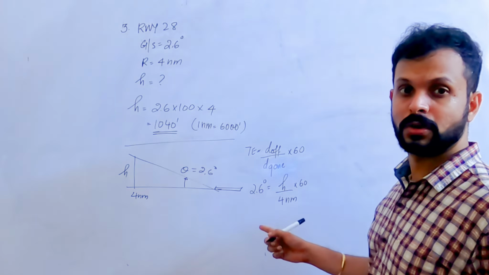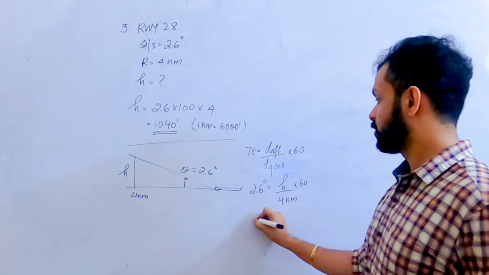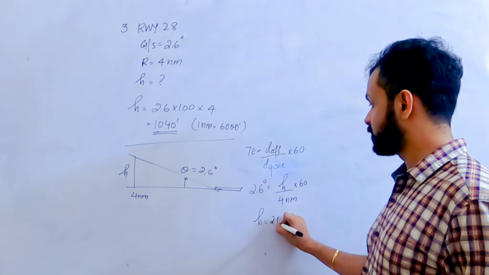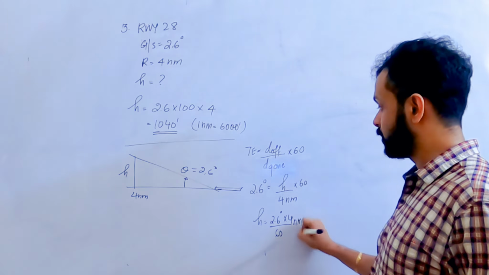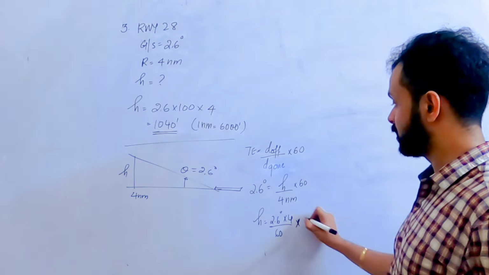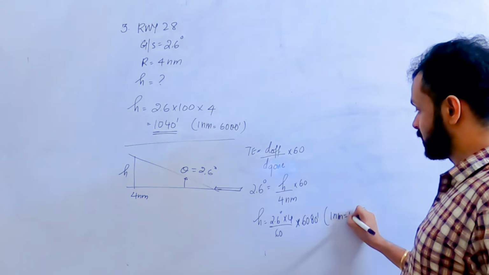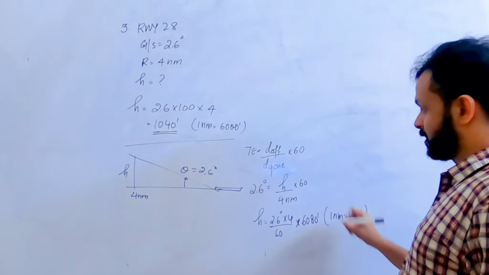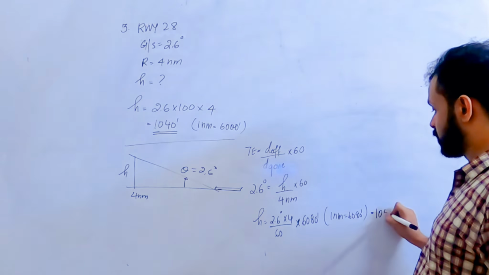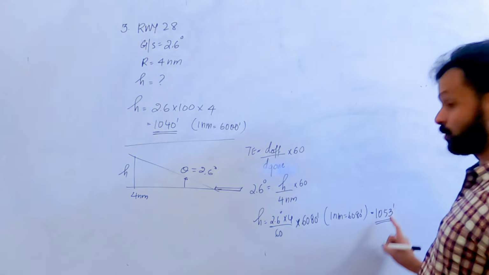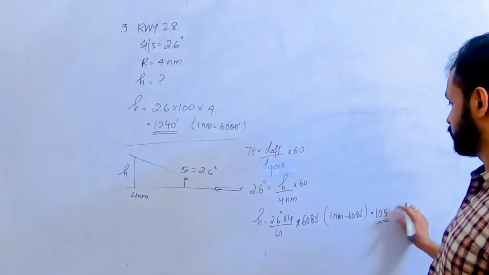So to convert that to feet, take 6080 feet. So h is equal to 2.6 degrees into 4 divided by 60, and that is going to give you the answer in nautical miles. To convert that to feet, multiply by 6080. So here we take 1 nautical mile as 6080 feet. What is the answer? It is 1053.86 feet, about 1054 feet.